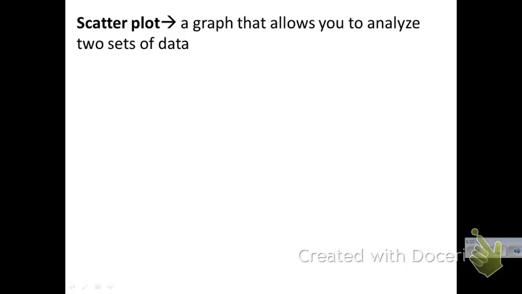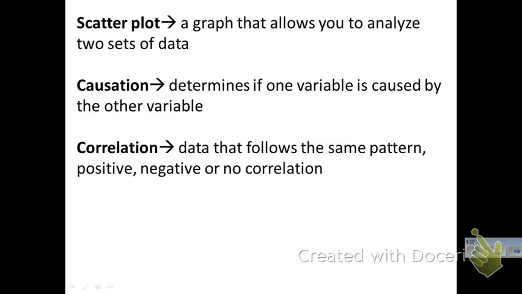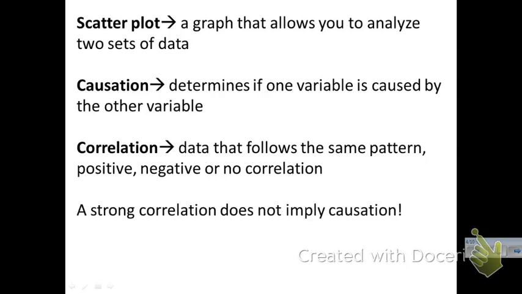A scatter plot is a graph that allows you to analyze 2 sets of data. Up until today, we have not used 2 sets. We have used just 1 set of data. Causation. This determines if one variable is caused by another variable, and we'll go through some examples here in a minute. Correlation, this is when data follows the same pattern. We have 3 different kinds. We have positive, negative, or no correlation. And then this last part I just wanted to keep on there. A strong correlation does not imply causation.